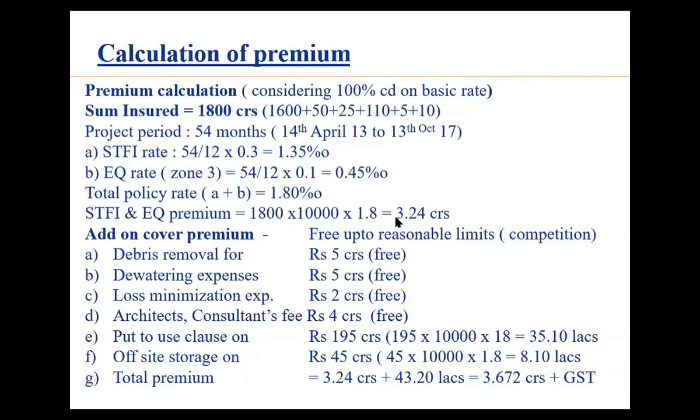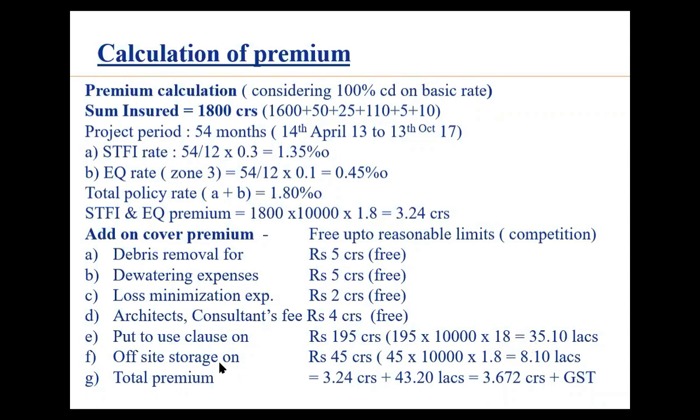So premium comes to 3.25 crores on the sum insured of 1800 crores. So 1800 multiplied by this, okay, and 18 multiplied by 10,000 we have done to avoid the per mille rate, and it comes to 3.24. Now add-on cover, debris removal we have taken, dewatering expenses, it is 5 crores, he is taking 5 crores, so we are considering it free. Here he is taking the put to use clause because your temporary construction work is there. So the sum insured is 195 crores. Applying the same rate, 1.8, it comes to 35 lakhs.